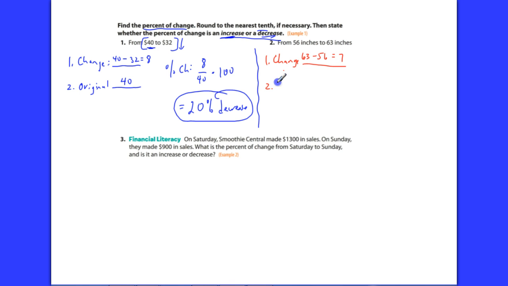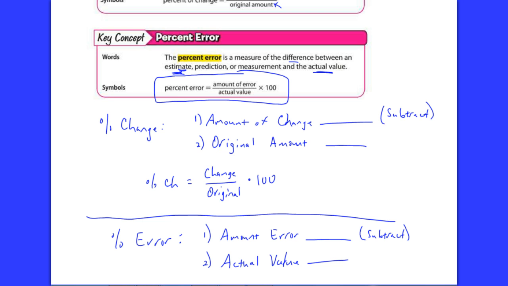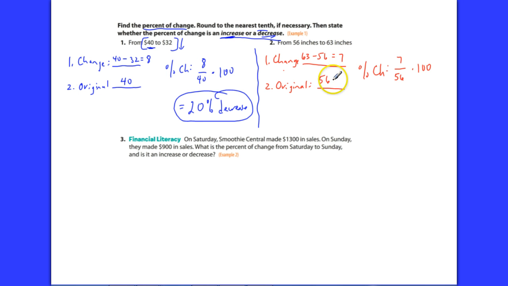And then the original, what was the original amount before the change? It went from 56 to 63, so the original amount was 56. So to find the percent of change, you take the change, which was 7, divide it by the original, and multiply it times 100. It's the same formula, percent of change is change divided by original times 100. So the change was 7, the original was 56. Put all that in your calculator: 7 divided by 56 times 100. This one comes out to be 12.5%.